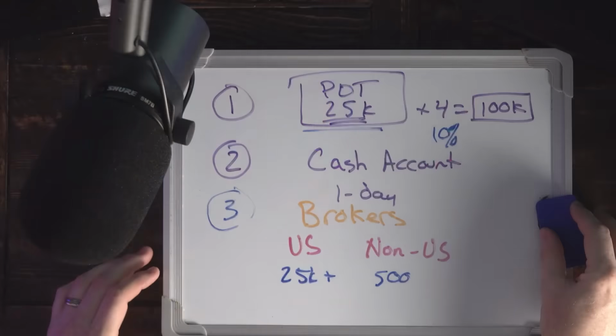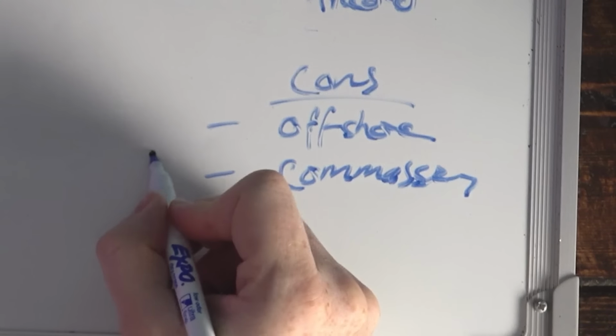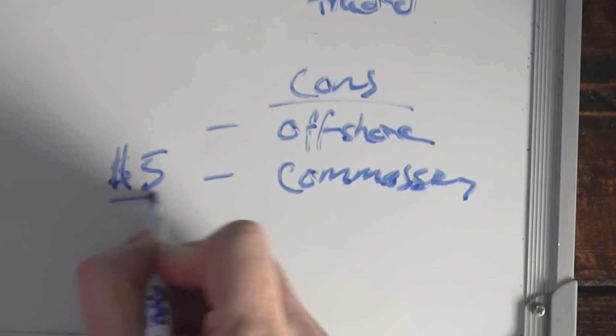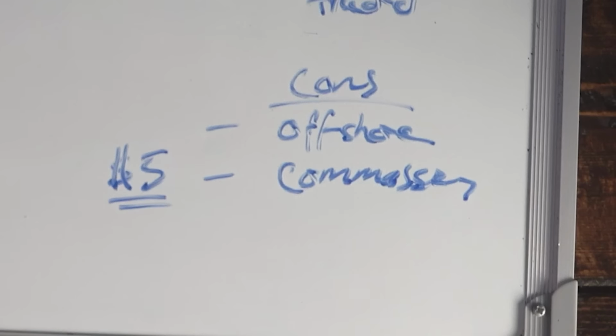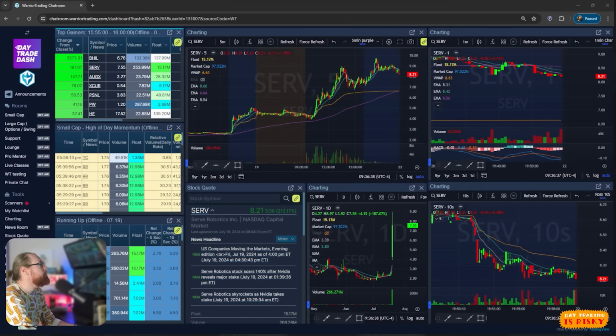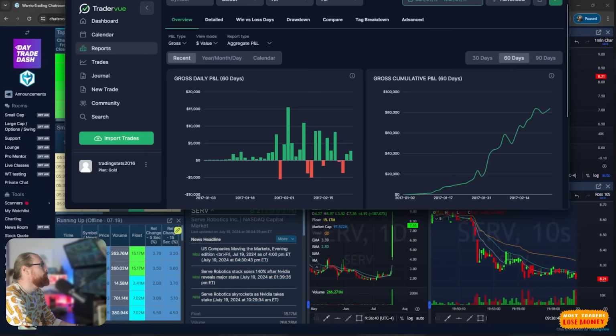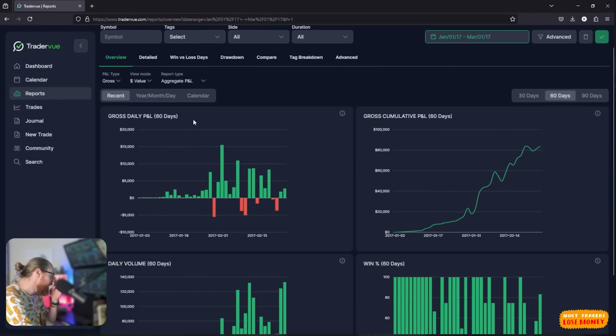The cons were the fact that it was offshore, so it carried a little bit more risk. And they had higher commissions on the trades. So the commissions, when I first started there, were about $5 per trade. So $5 for every trade. So now let me show you what I did in that first month. So in that first month, this is January 1st, 2017, I funded the account.